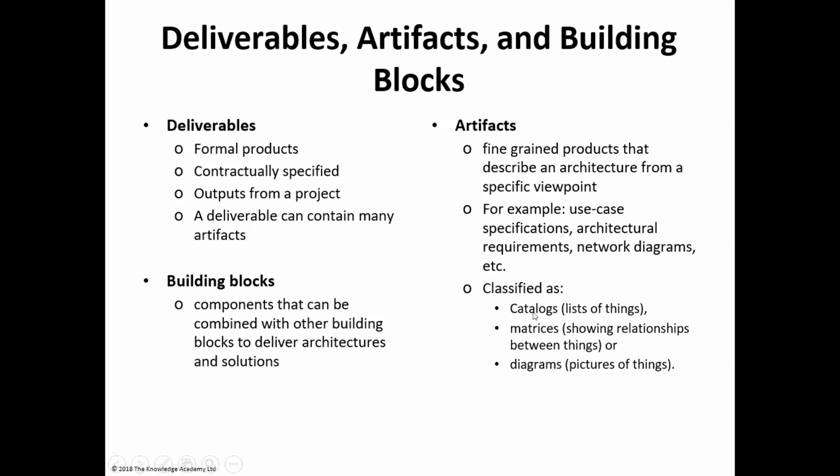Catalogs are lists of things. For example, you go to a car showroom, they issue a catalog. It's a list of things, correct? Similarly, in architecture, a list of things, we call that a catalog, right?